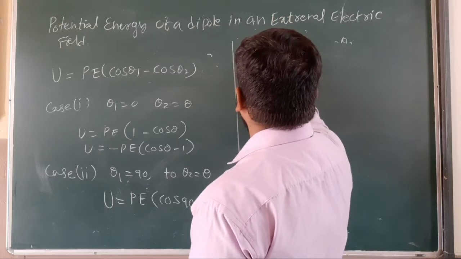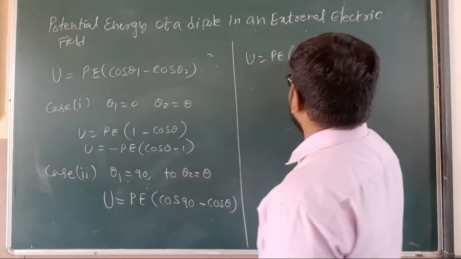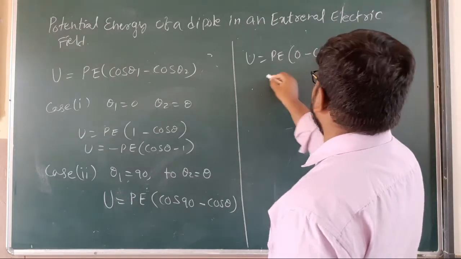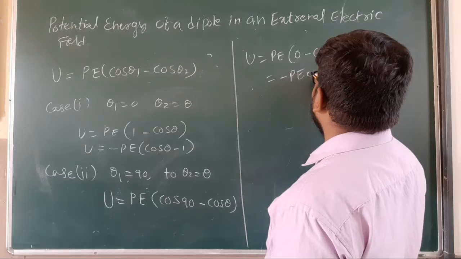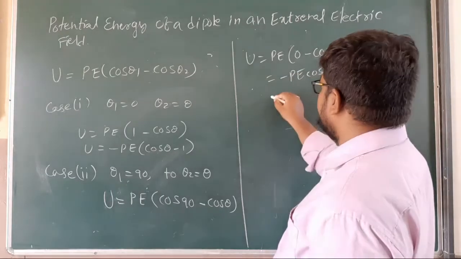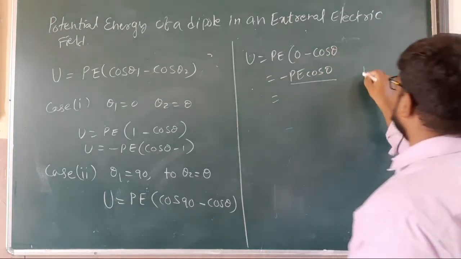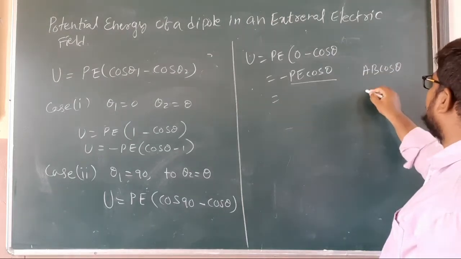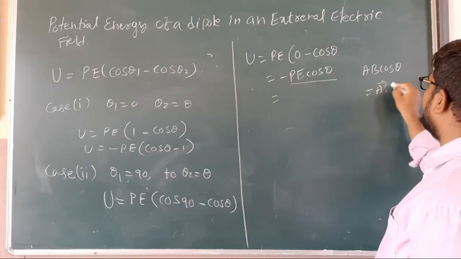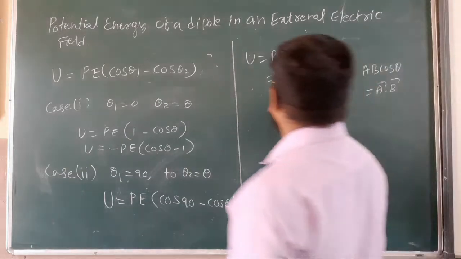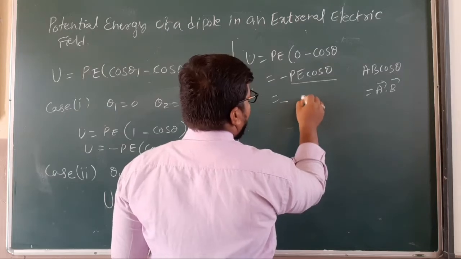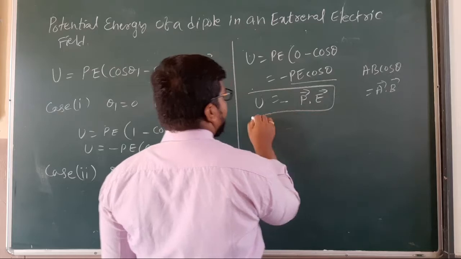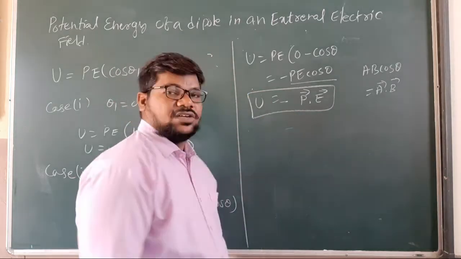U is equal to PE (cos 90 minus cos theta), which is minus PE cos theta. See here, PE cos theta, like AB cos theta. In the case of AB cos theta, we have to write A bar dot B bar. So this we have to write as minus P bar dot E bar. Okay, clear? This is also very important one, my dear children.